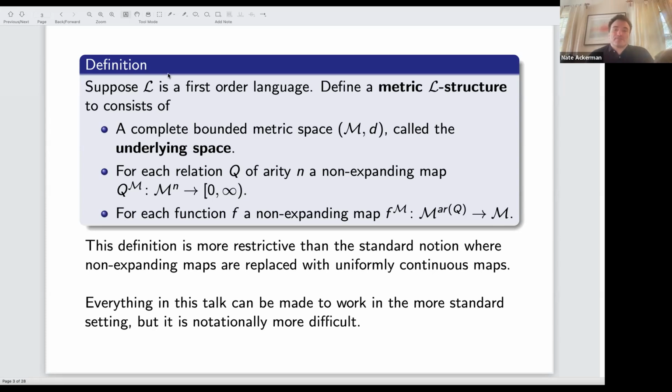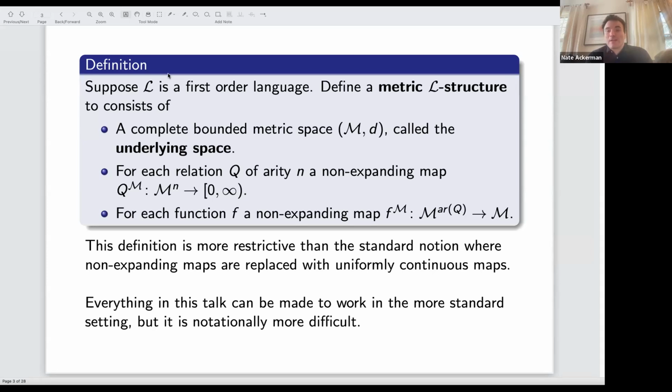So what is a metric structure? Basically it consists of a bounded metric space, which is the underlying space. This is the analog of the underlying set in a normal classical structure. We want to think of the truth values as not 0, 1 as in classical structures, but as real numbers, where we think of 0, unlike classically usually corresponding to false, as corresponding to true. And the real number is sort of how far away you are from being true. So with this intuition, a relation is just going to be a non-expanding map from my metric space into the real numbers.